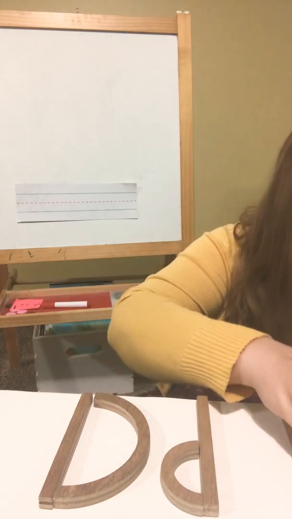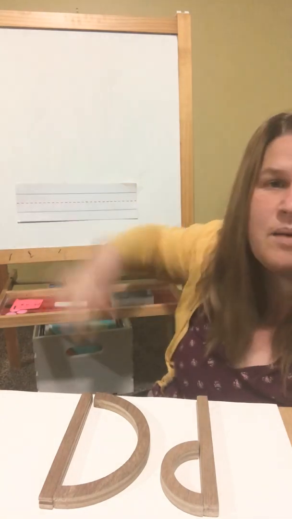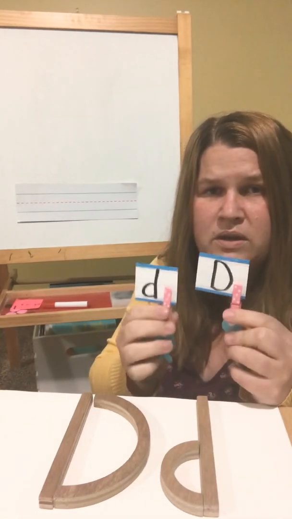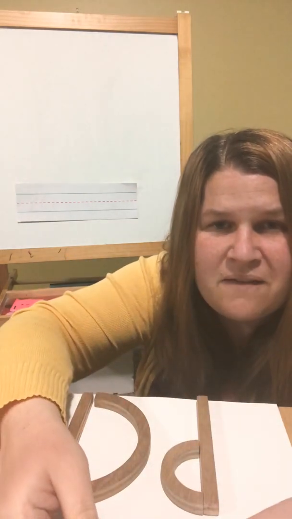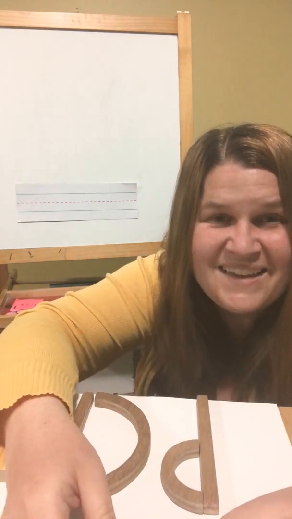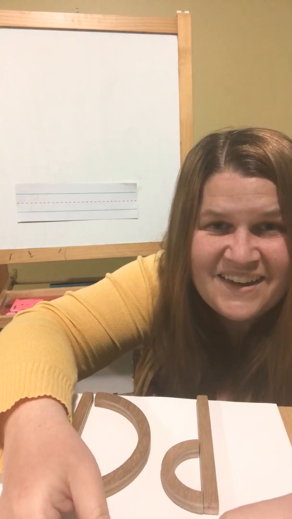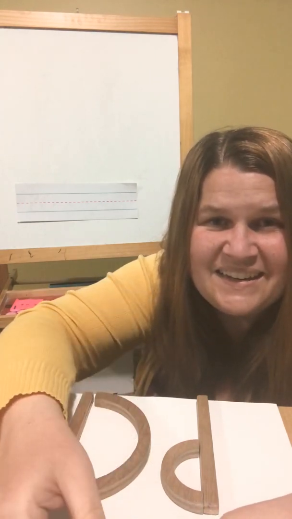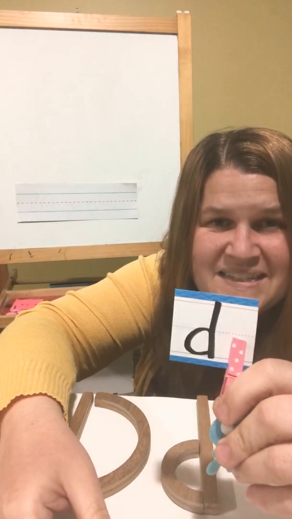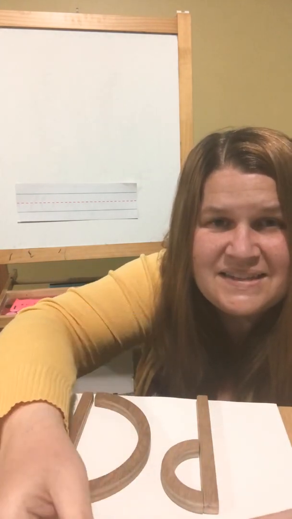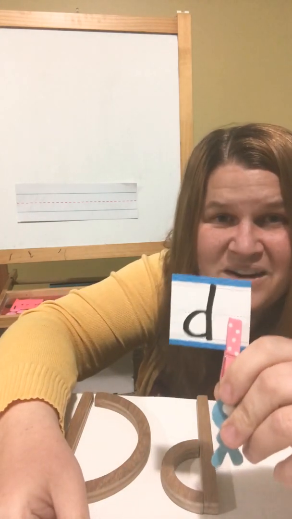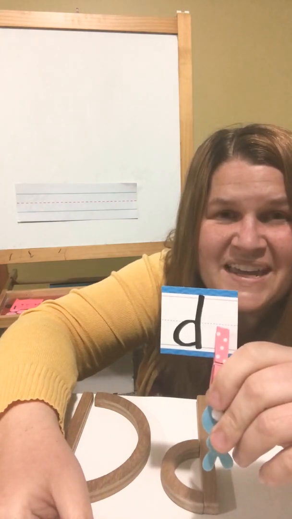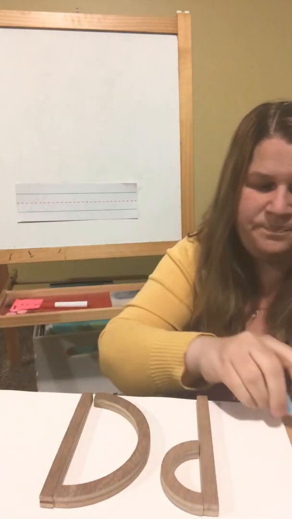Okay, so here's what I'm going to do. Instead of pointing up on my board here, I am going to show you the D's this way. So here's the uppercase D, here's the lowercase d. So what I'm going to do is I'm going to flip one up, and you're going to tell me what it is, okay? Are you ready? Okay, here we go. Uppercase D, lowercase d, uppercase D, uppercase D, lowercase d, lowercase d. All right.